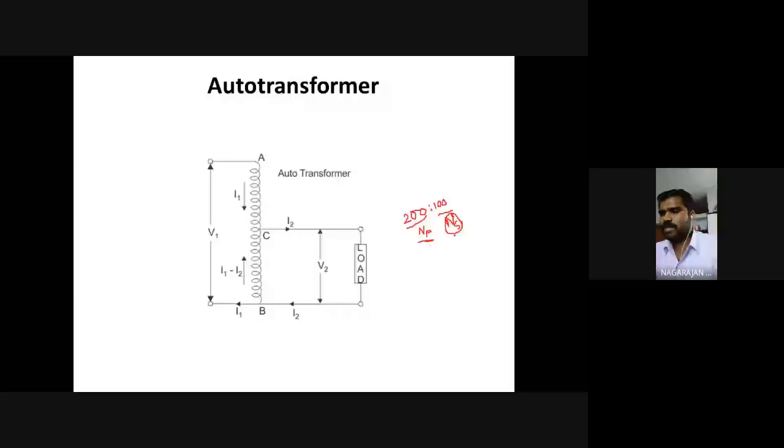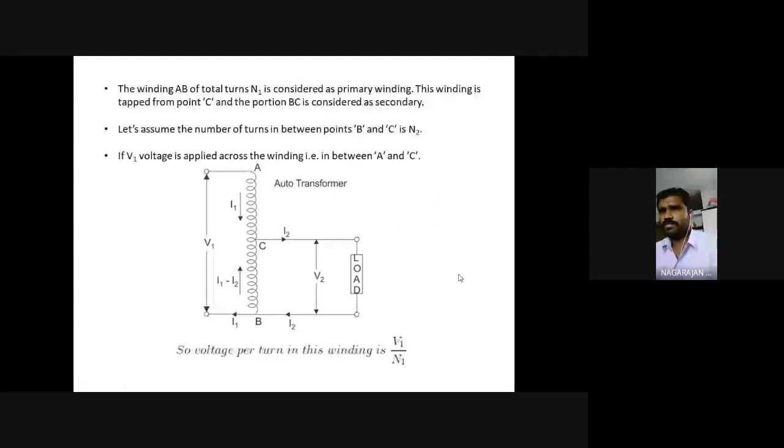So the secondary side voltage is set based on the user application, and with respect to that, we will be getting supply voltage. Okay, and look at this point. The winding AB has a total number of turns N1 in the side, and B is considered to be secondary. That is what I told you in the previous slide. The total winding A to B is considered as primary winding. The number of turns between C point and D is considered to be secondary winding.